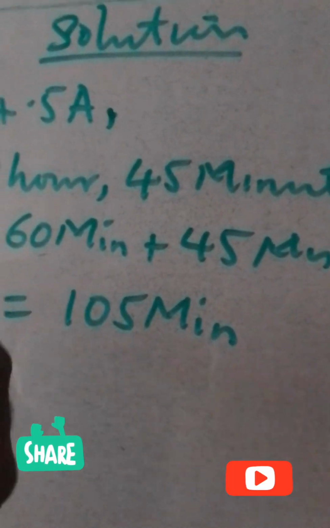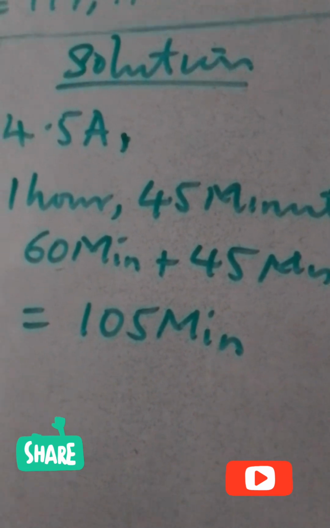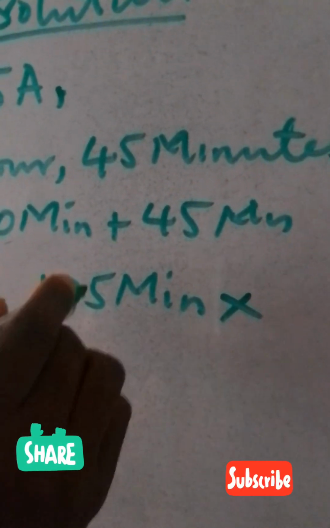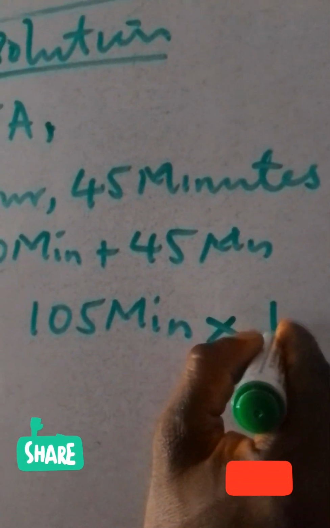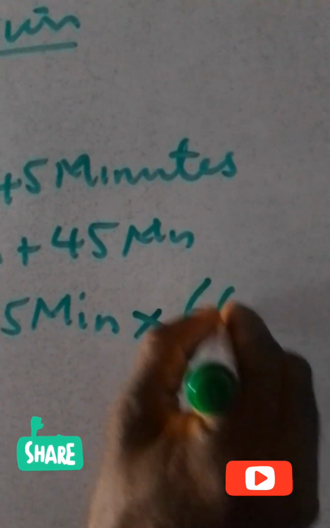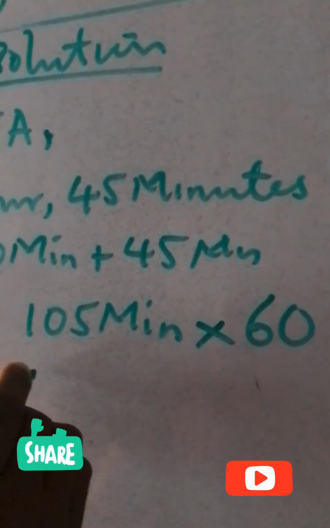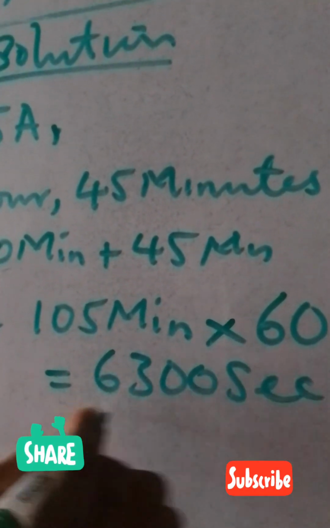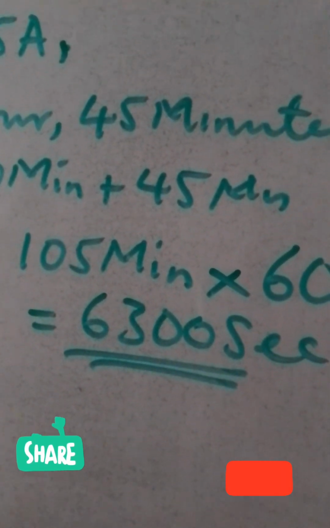Now, the unit of time is second and not minute. So we are going to convert to second by saying 105 minutes times 1 minute, and inside 1 minute, we have 60 seconds. So 105 times 60 seconds is going to give us 6,300 seconds. This is the amount of time required for the electrolysis.